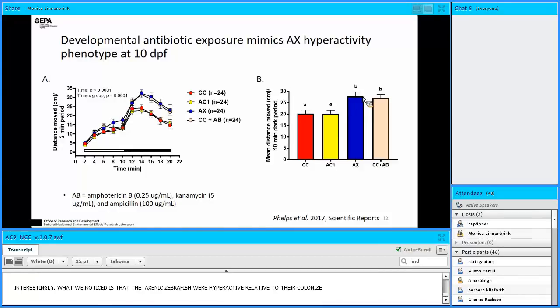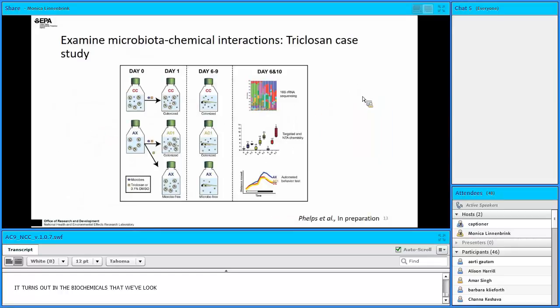And we were able to mimic the hyperactivity that we observed in axenic animals simply by treating conventionally colonized zebrafish with broad-spectrum antibiotics. And so this was important because it showed that you could apply a pharmacological compound or suite of compounds that are designed to kill microbes, and you could produce a phenotypic outcome. And so this really supported that toxicodynamic hypothesis that I introduced at the beginning. And it turns out in the case of the environmental chemicals that we've looked at, this doesn't seem to occur very often.